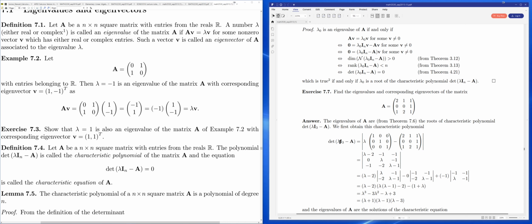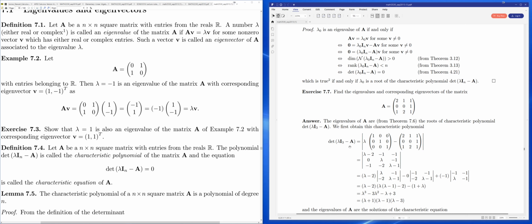I3 is the 3 by 3 identity over here. You're multiplying it by this variable lambda, subtracting A, and taking the determinant of that. So first you want to work out what lambda I3 minus A is, and I do that over here. Notice you're going to have lambdas on your diagonal, and then you're subtracting your matrix here.